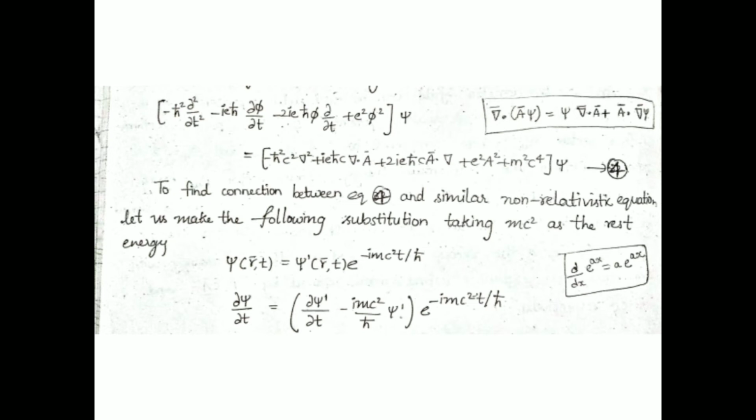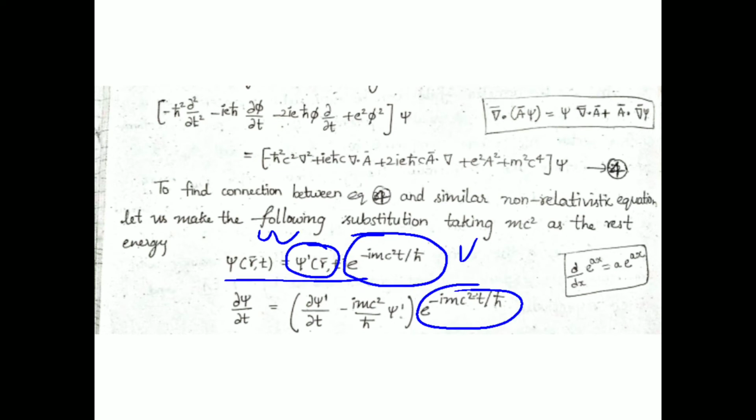First of all, ∂ξ/∂t. Differentiating both sides of this equation, this is a function of time and this is also a function of time. So we need to use the differentiation of a product formula, that is, v du plus u dv. Here ξ' is u, and e^(−imc²t/ħ) is v. Keeping v aside, if we differentiate, ∂ξ'/∂t, we have v du.